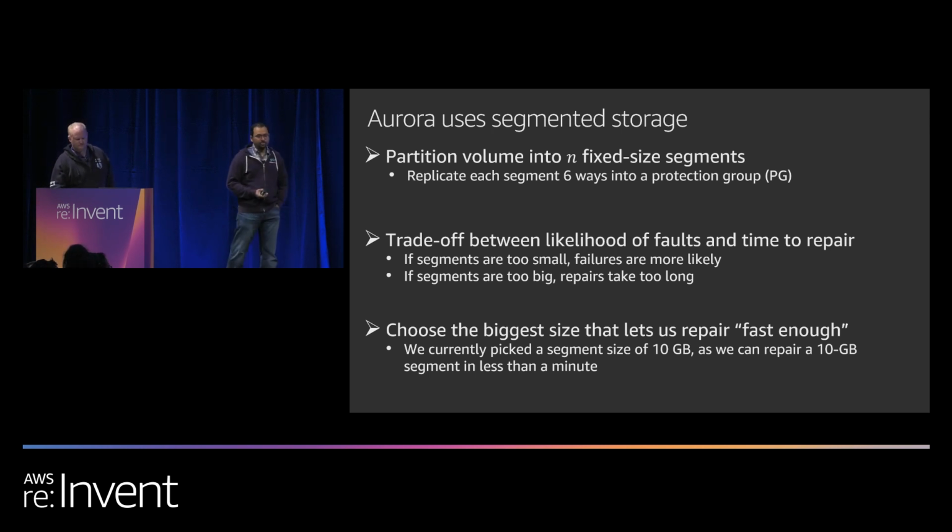We chose 10 GB as the size of the segment of the protection group. It is replicated 6 ways. And why 10 GB? Because we measured, and we found that we can replicate it faster. The key insight here is that as a service, we cannot control the failure rate. It happens whenever it happens because of the instance failures and all of that. We cannot control that. We are just a software service there. But what we can control is how fast we can repair. So we chose to optimize on that.